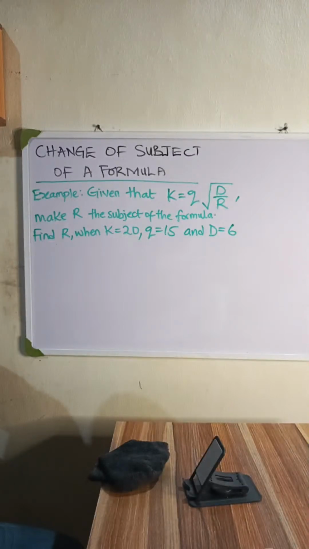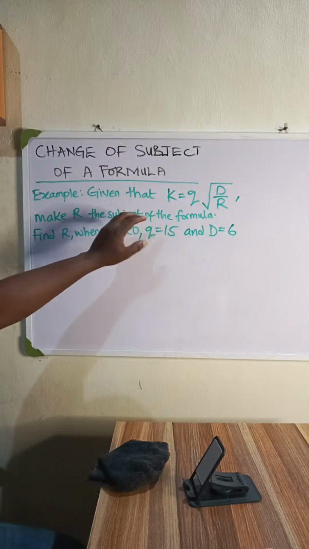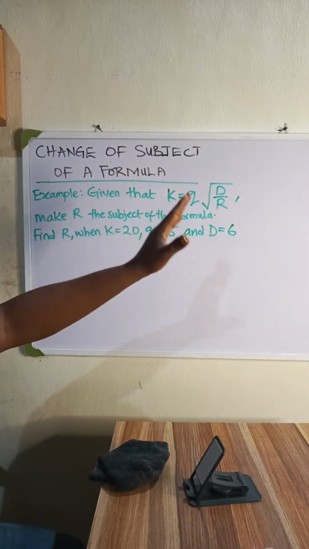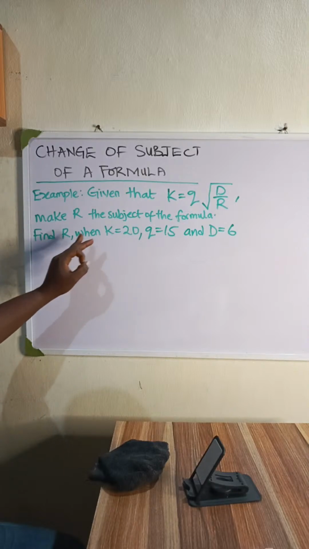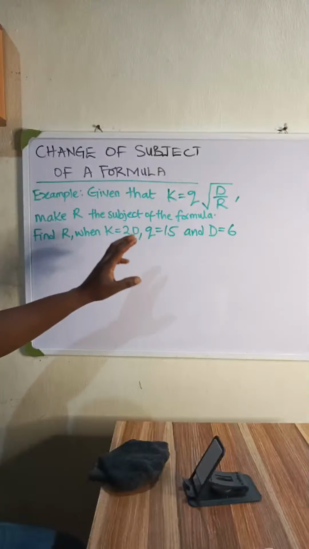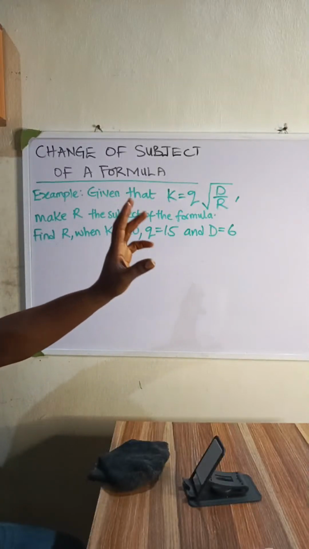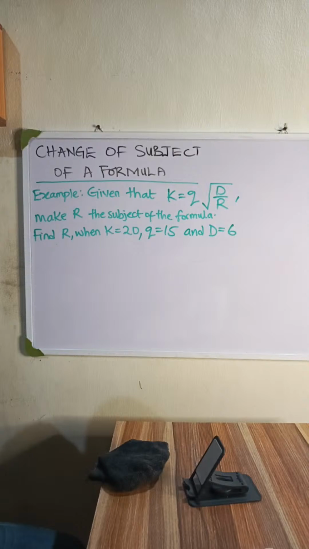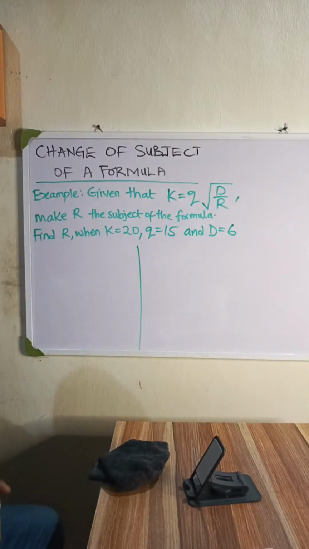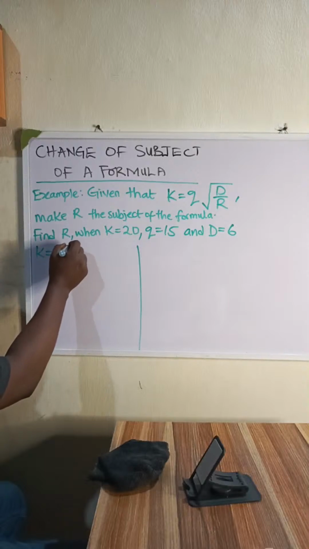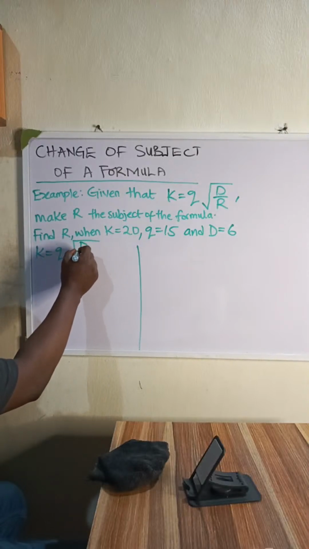Okay. So we are given this question here. Given that k is equal to q square root of d all over r, we're expected to make r the subject of the formula. Also, we're expected to find r when k is equal to 20, q is equal to 15, and d is equal to 6. The first thing we need to do is make r the subject of the formula. So let's do that. We know that k is equal to q square root of d all over r.